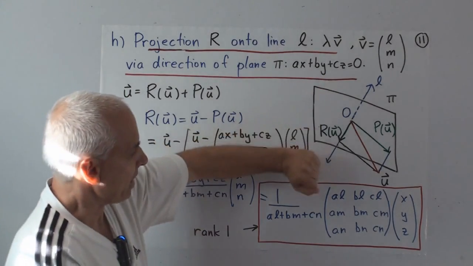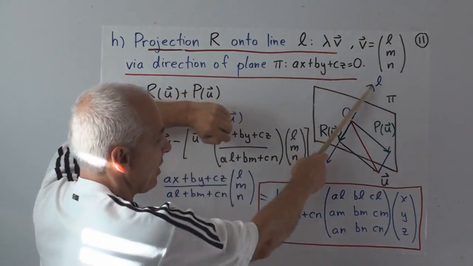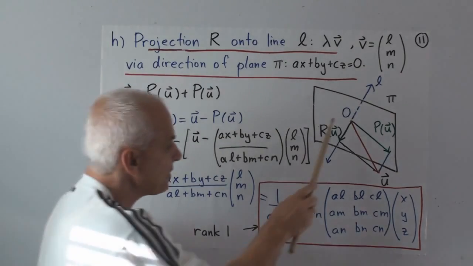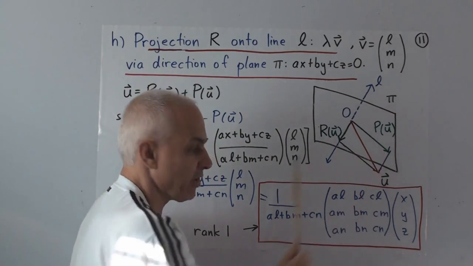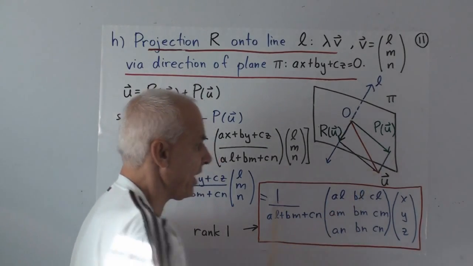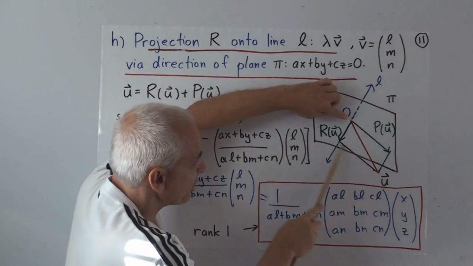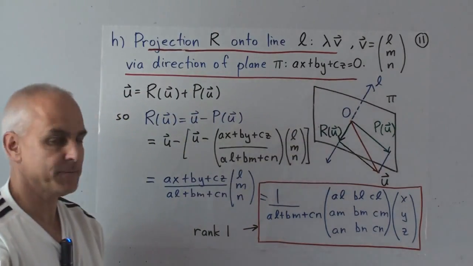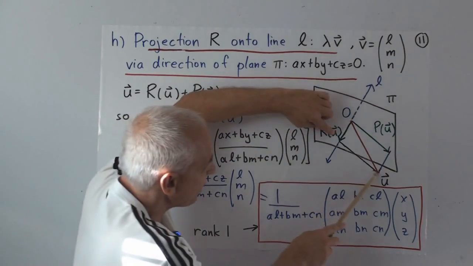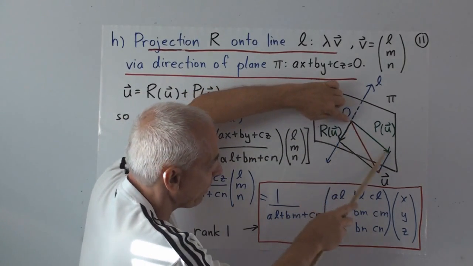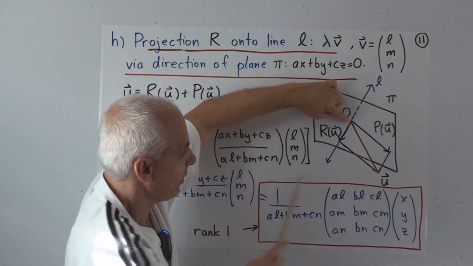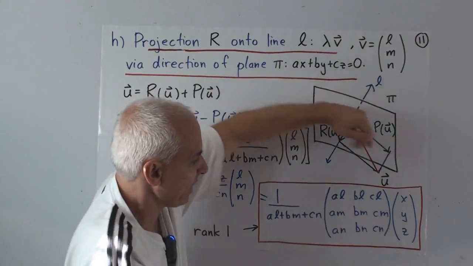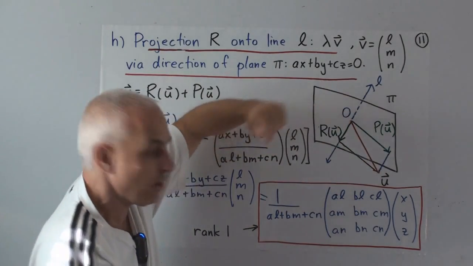And here's the same picture that we had before. There's the plane pi. There's our line L. Here's our starting vector u. Here's the vector p of u that we've just determined in the previous slide. That's the projection onto the plane. Now we want to determine the projection r of u onto the line, also in the direction of the plane. So in other words, this vector here is actually going to be parallel to this vector here. This is a parallelogram, because that vector p of u lies in the plane. So that's the vector that we're going to use to go from u to the line.